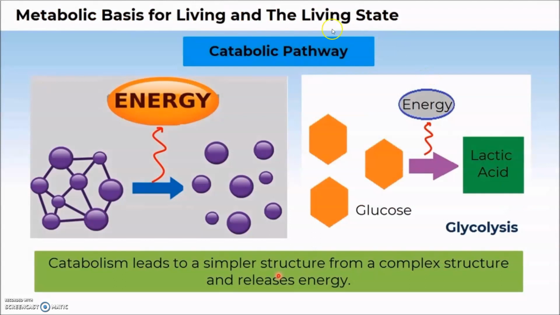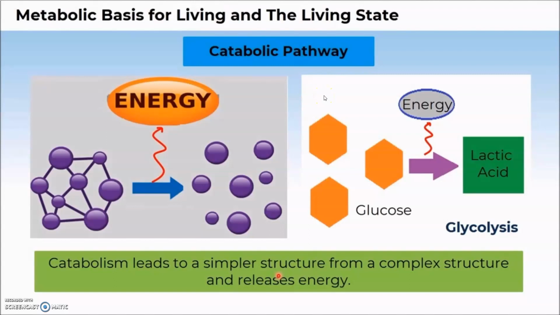Metabolic basis for living and the living state. Metabolic pathways result in a more complex structure from a simple structure, for example, acetic acid becomes cholesterol, and a simple structure from a complex structure, for example, glucose becomes lactic acid in our skeletal muscles. So these are anabolic and catabolic pathways.